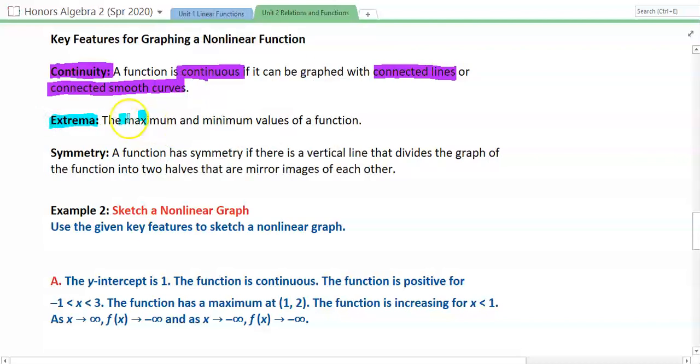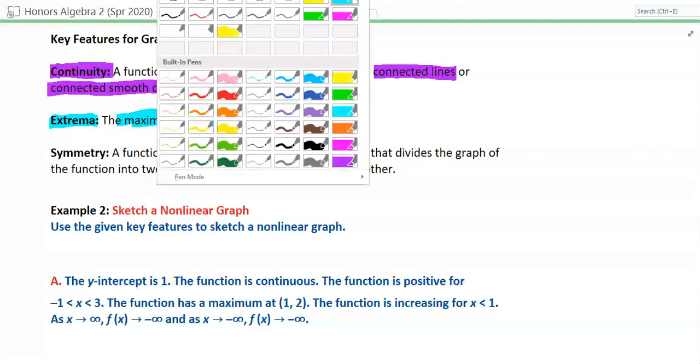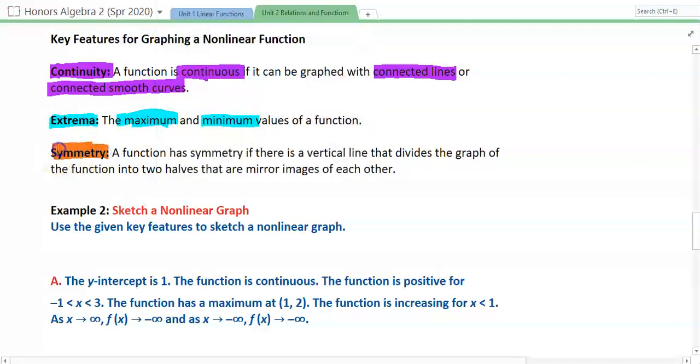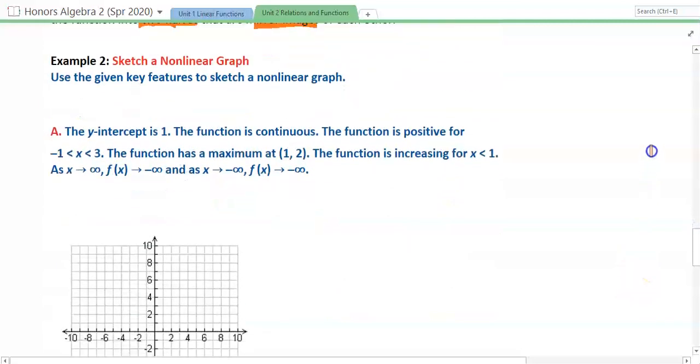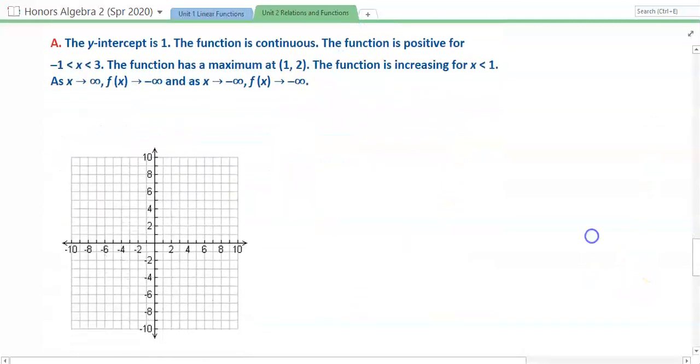The second definition we're coming back to is extrema. Remember we talked about this one as well. These are the maximum and minimum values of the function. They could be relative maxes and mins, or they could be global maxes and mins of the entire function. The third thing we're talking about here is symmetry. Remember, symmetry is if I'm able to draw a vertical line that divides the graph into two halves that are mirror images of each other. Again, we talked about point symmetry as well, but for most of these graphs, we're going to be more focused on line symmetry and not point symmetry.